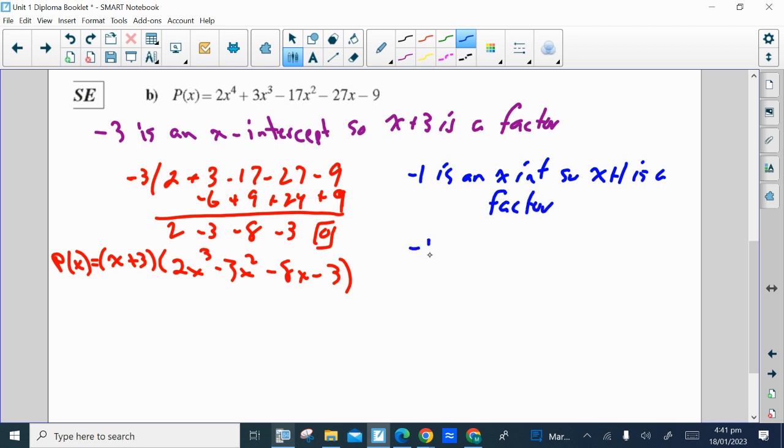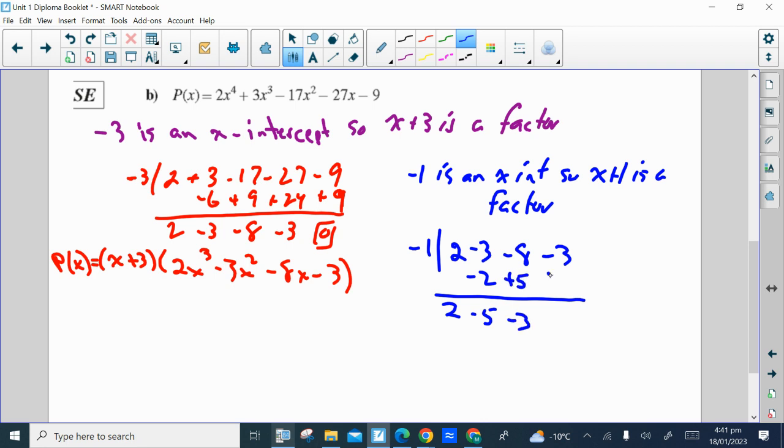We would change it to x minus -1 so we can add as we're going along. Remember, now we're factoring 2x cubed minus 3x squared minus 8x minus 3. 2 times -1 is -2, and we add. -5 times -1 is +5, and we add. -1 times -3 is +3. We add and get our remainder of 0.